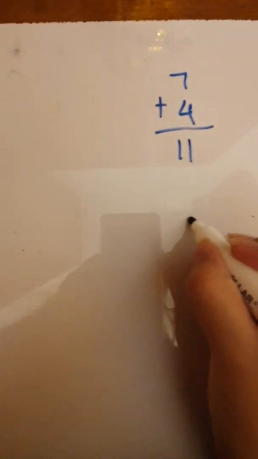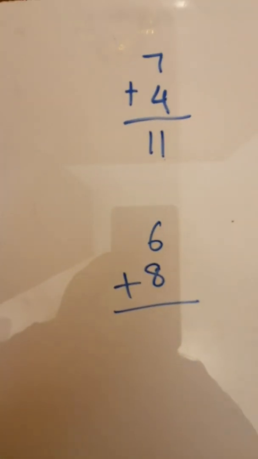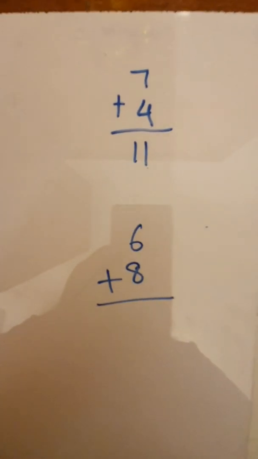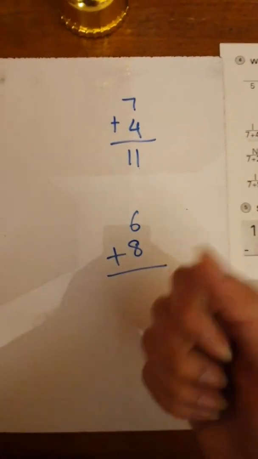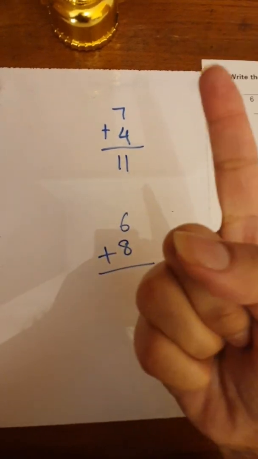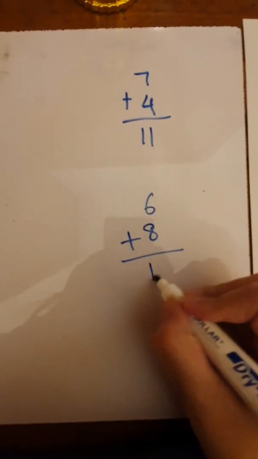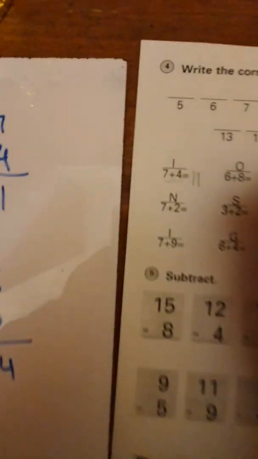Okay, then we have 6 plus 8. Again, we're going to go back to our board. We're going to write 6 plus 8. 8 is in our mind. We're going to take 6 fingers out and we're going to count after 8. So we have 9, 10, 11, 12, 13 and 14. So our answer is 14. Let's write it over here.